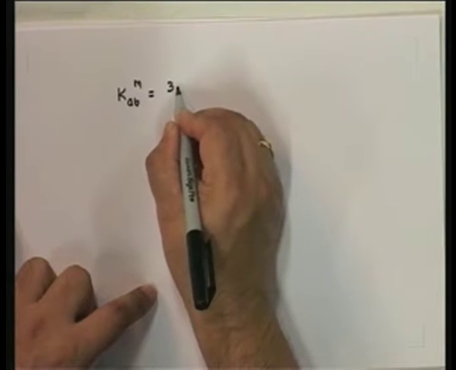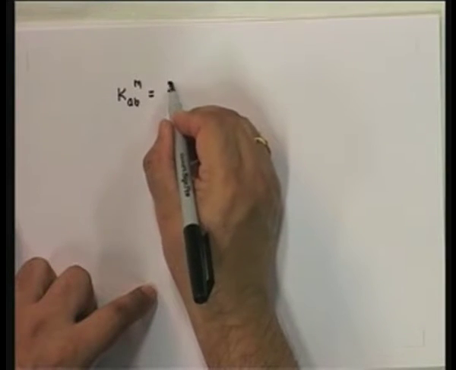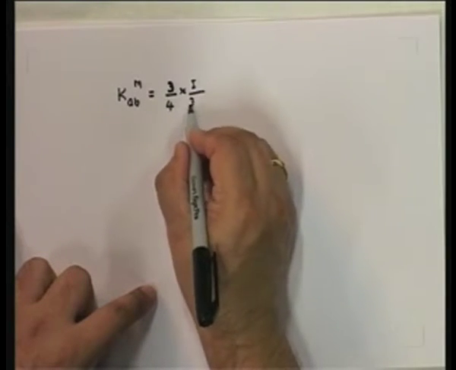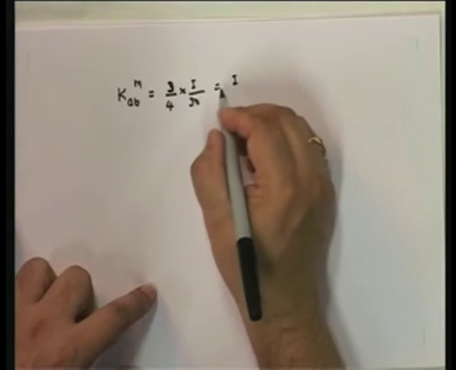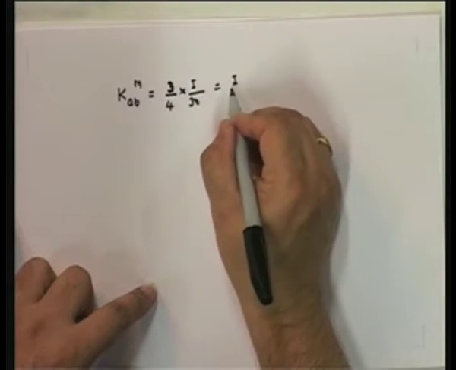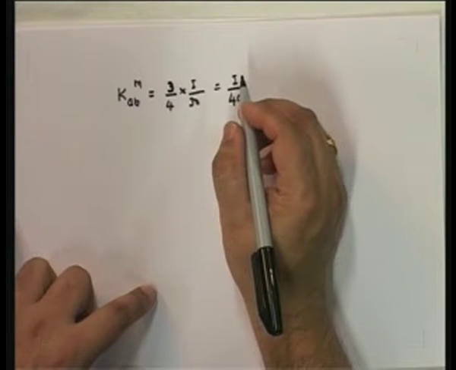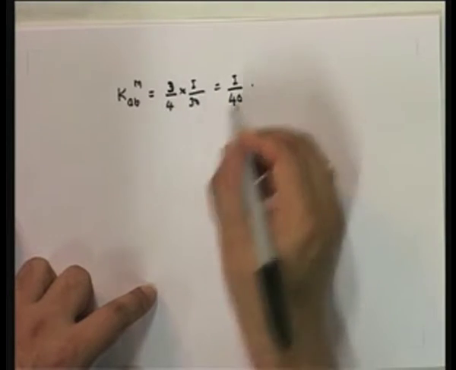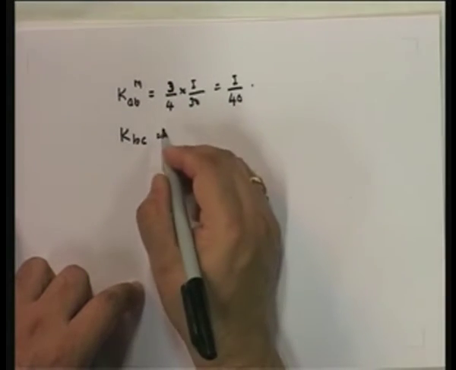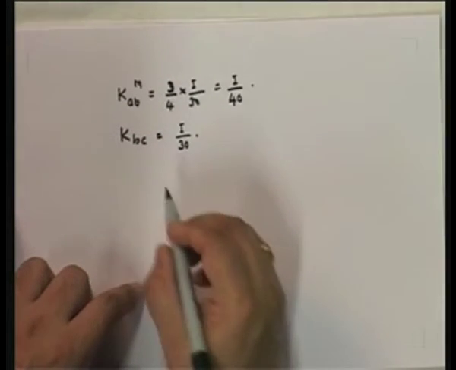So you have 3/4 I upon 30, which is equal to I upon 40. Okay. Now, KBC is not a modified member, so it is equal to I upon 30.